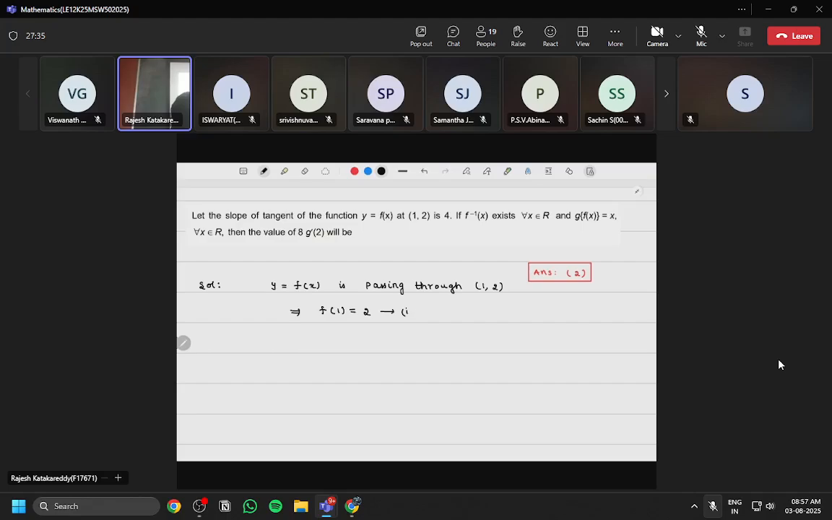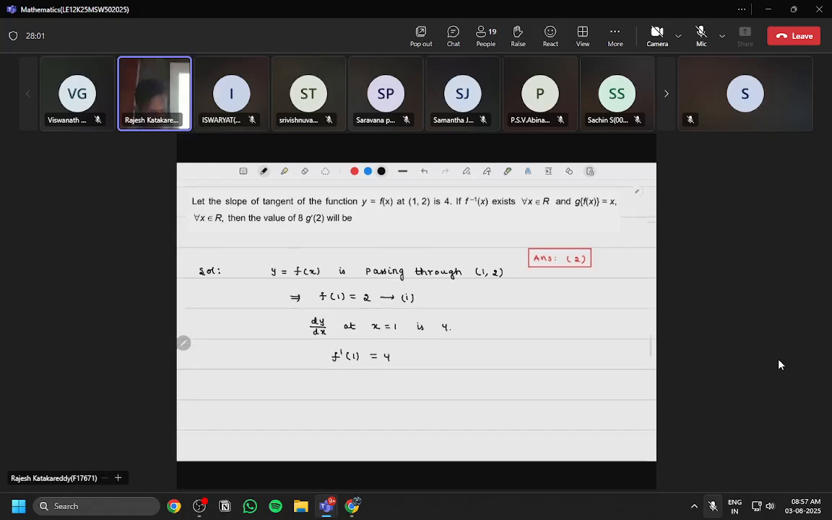Now, one more thing they have given. At this point, the slope of the tangent is 4. What is the slope of the tangent? Derivative only, no. dy by dx. So they have given that dy by dx at x is equal to 1 is 4. So what can I write? I can write f dash of 1 is equal to 4. Do you understand this one? Any doubt in this? Now they need 8 times g dash of 2.